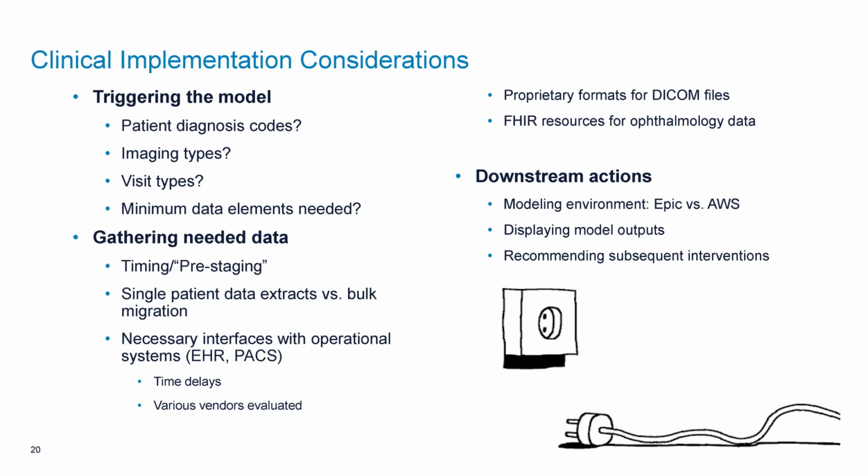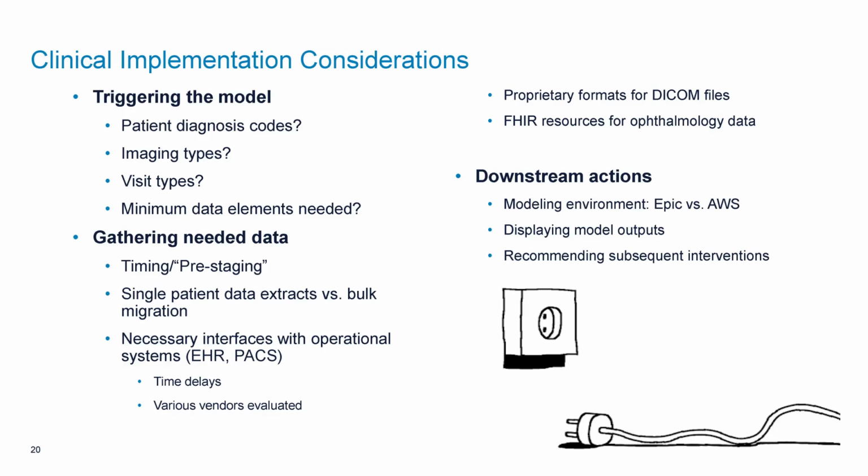So are you going to use diagnosis codes, imaging types, visit types? What are the minimum data elements you need? We had some patients who have a visual field the same day of their appointment. Some people have a separate visual field appointment. How do you incorporate all that data? We had this whole discussion with our enterprise IT teams about whether we do single patient data extracts or bulk migration. What systems do we need to interface with? There was an issue with time delays, so we said, okay, well, we can use this vendor-neutral archive. You have all these PACS systems, everything funnels to this vendor-neutral archive, so maybe that's a single point that we can simplify our data migration by going there instead of to the individual systems.